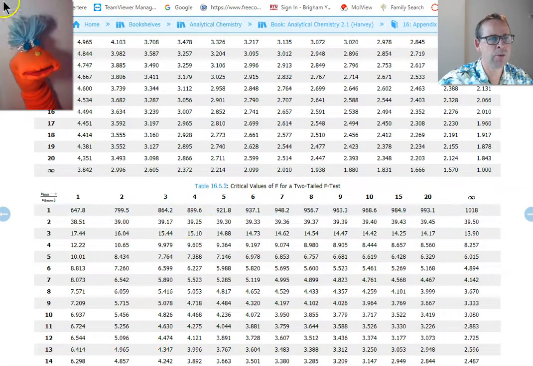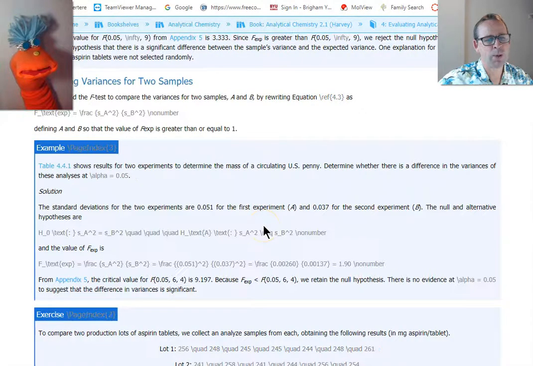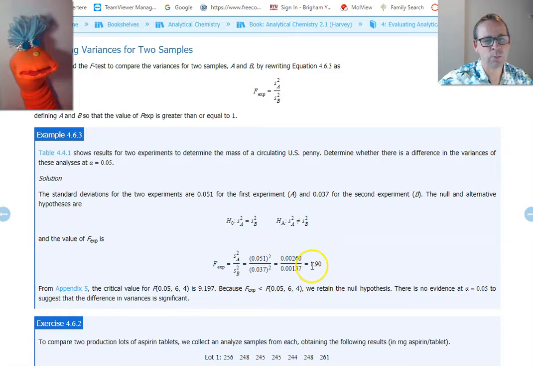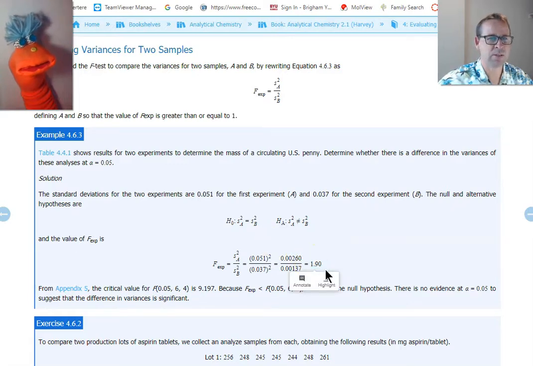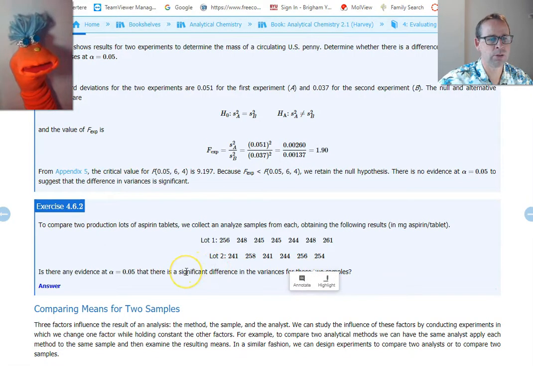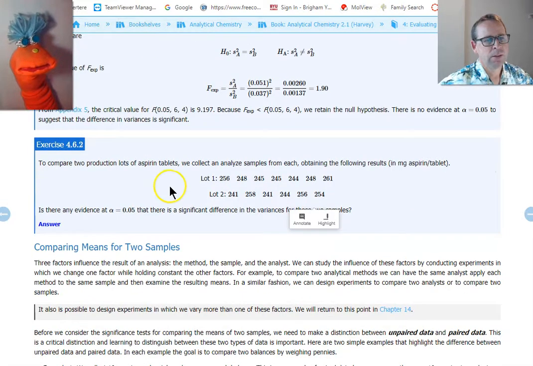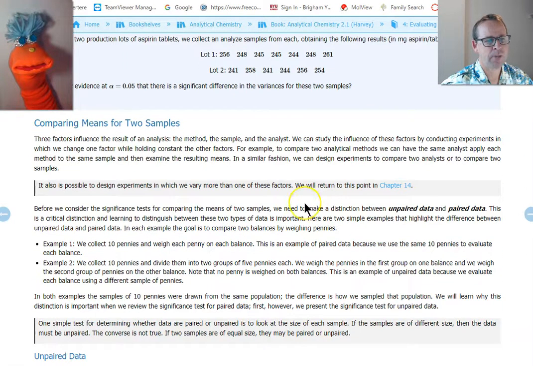Yeah, so 9.197. Very good. So 9.197 is the max. We get 1.9, which suggests what? That there is not a significant difference. That's right. There's no evidence to suggest that there's a difference, that we can't reject the null hypothesis. Again, the null hypothesis means that these are kind of the same. All right? Very good. This is a good practice problem for you if you want to do it. But that's where we get our F test.